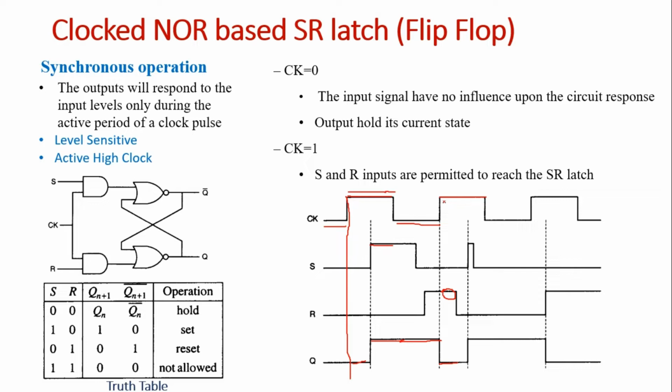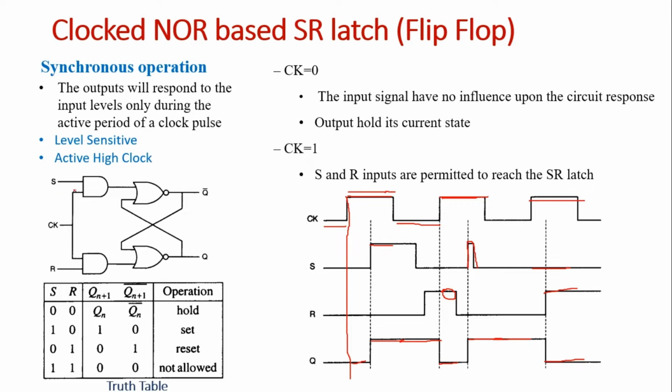Now here during the active high period, there is one more little pulse from S. So this S will trigger the output to high and therefore the output will remain high till the next active high clock pulse. Now in the active high clock pulse, S is 0 and R is 1. So again a reset operation and this will become 0. So this is how the synchronous, or we can say clock NOR-based SR latch, is working.